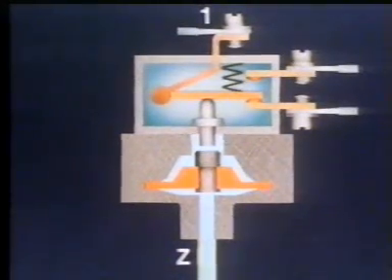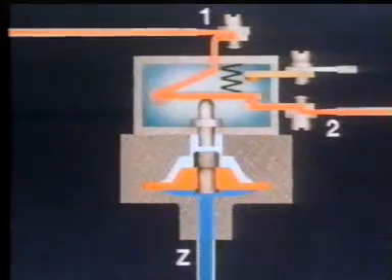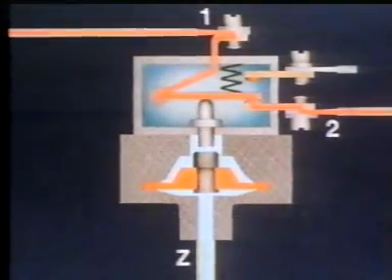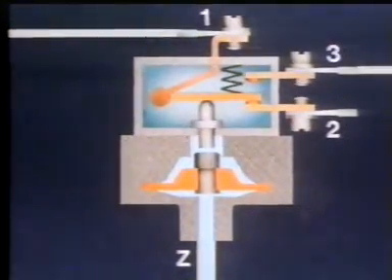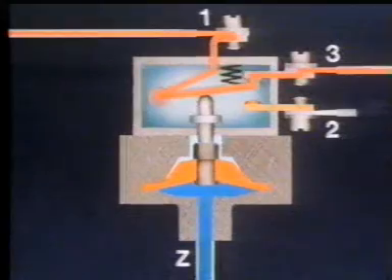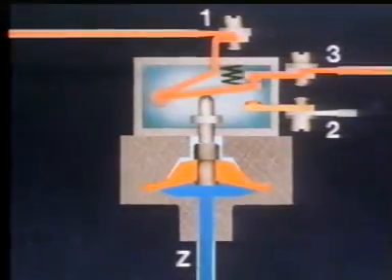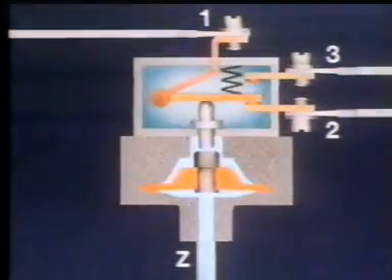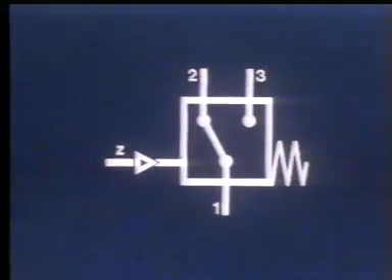At terminal 1, the current is fed in, and at terminal 2, taken off. If the current flow is interrupted when the switch is actuated, the switch is called a normally closed switch. If, on the other hand, the current is taken off at terminal 3, we have a normally open switch. If the current is taken off at terminal 2 or 3, we have a changeover switch. The symbol for a pneumatic electric switch.